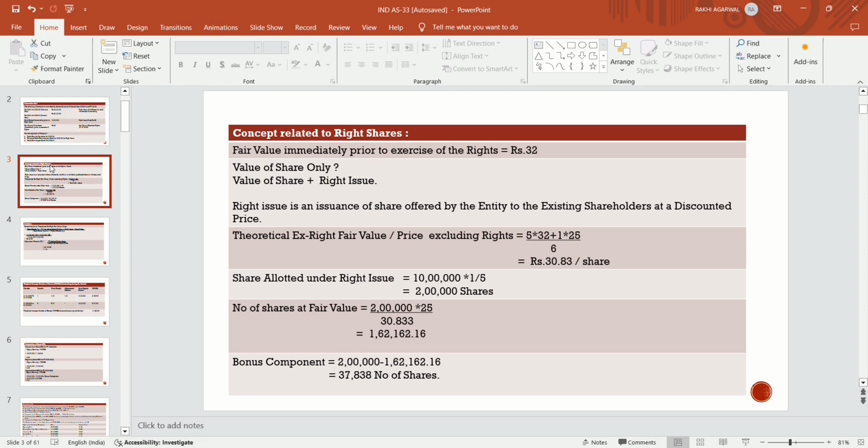So it becomes 37,833 is the bonus component in that. Because total number of shares issued is 2 lakhs. And on that 2 lakhs, the number of right shares issued by the entity is 1,62,162. And total number of shares under right issue is 2 lakhs, 2 lakhs minus 1,62,162. So the bonus component on that total number of shares is 37,838.